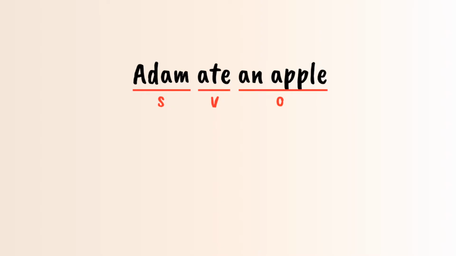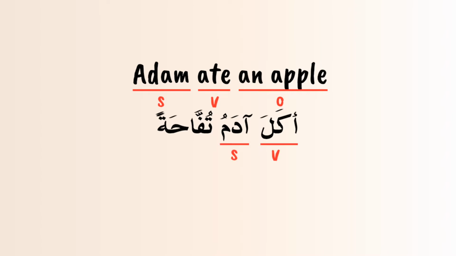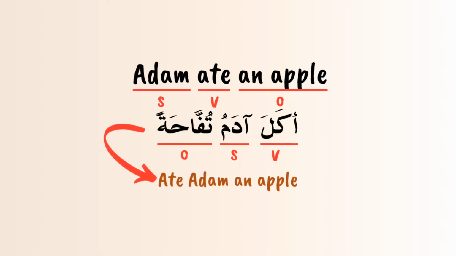However, in Arabic, the word order would be as the following. أكل آدم تفاحة. Verb first, subject second, object last. It would sound like this in English. Ate Adam an apple. Arabic is quite flexible when it comes to word order, so it is also grammatically correct to say آدم أكل تفاحة.